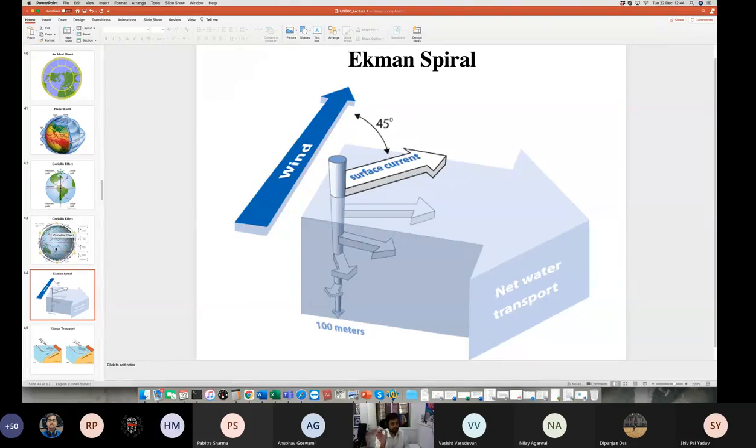I'm not going to elaborate on the Ekman spiral because it is going to be one of your problem sets. I would ask you guys to do some research on the Ekman spiral. I'm just giving an overview, saying that every subsequent layer is deflected by 45 degrees. During your TA session, you will be discussing this a bit more, and then a problem set will be on the Ekman spiral.